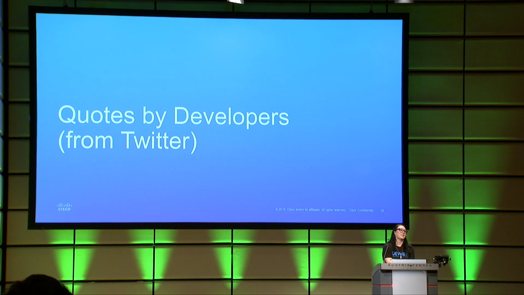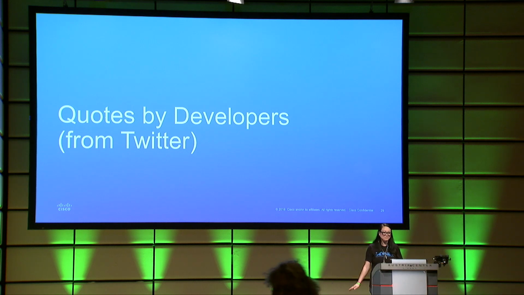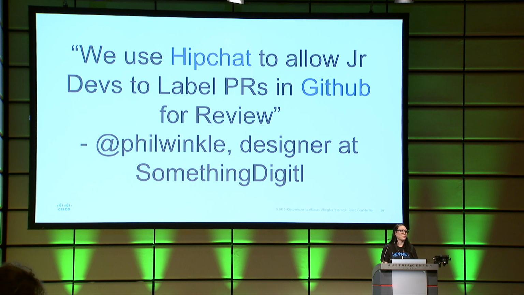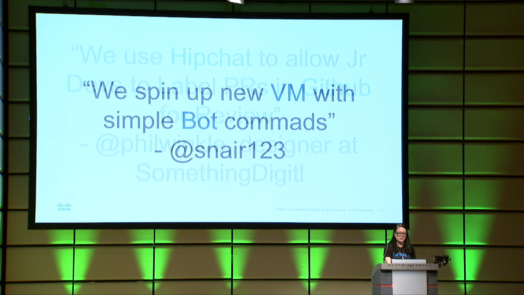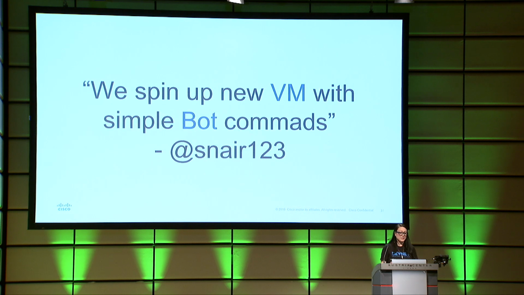So I asked on Twitter, I love asking for advice on Twitter. I believe everything everyone says on the internet, so that's where I get all my knowledge from. How do you use chatops within your company? We had one person say, we use HipChat to allow junior devs to label PRs in GitHub for review. And this is a very popular one. I had like 3 people respond with a similar one. We spin up new VMs with simple bot commands.